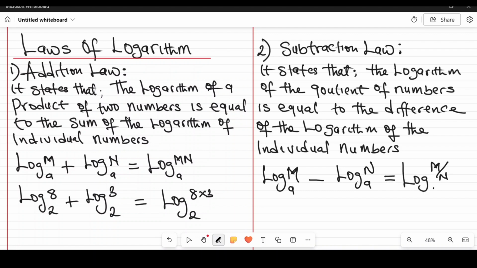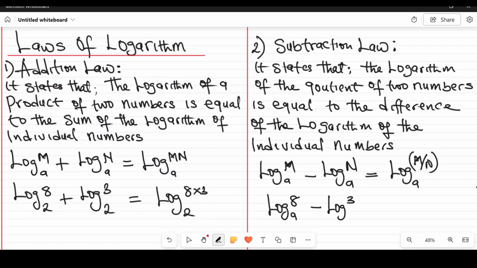So for an example, if I have log 8 to base 2 minus log 3 to base 2, this can be expressed from our subtraction law as log of 8 divided by 3 to base 2. This is known as the subtraction law of logarithm.